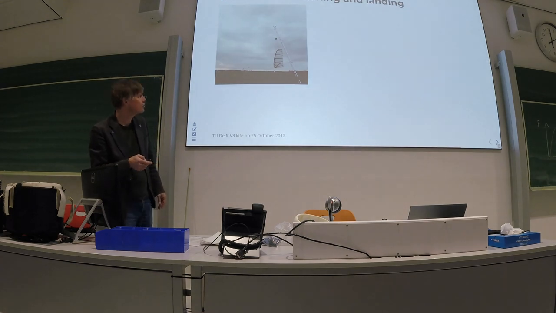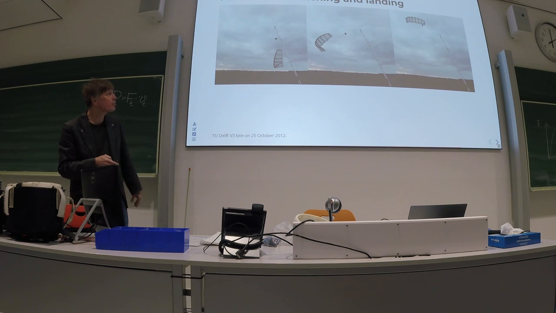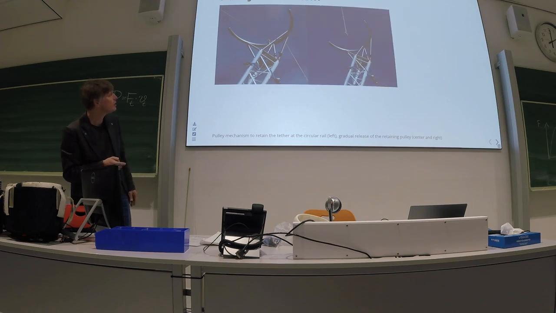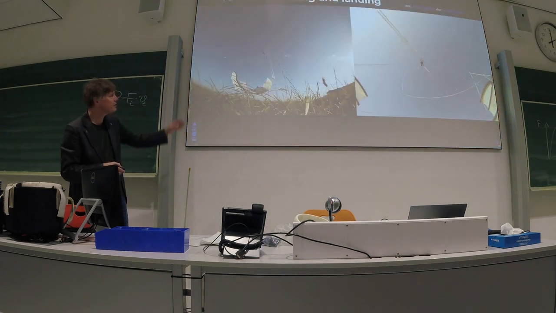This is the launch maneuver from a bit more distance. You see it hanging upside down, and then it moves into the upright position. This is a detail from the mast launch head, maybe a bit too detailed for here, showing how you again use the pulley mechanism to release the main tether, which is this here. And then going into the free flight mode.